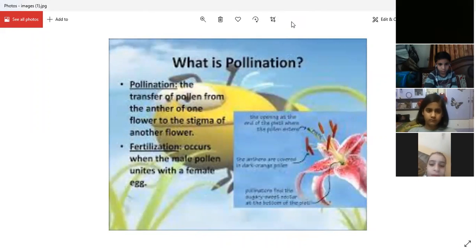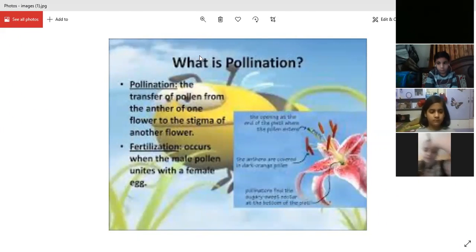what pollination actually is. So over here, as you can see on your screens, pollination is the transfer of pollen grain from the anther of one flower to the stigma of another flower. Now, what is an anther? Anther is the long part of the flower that exists inside a flower, right? And the top part of a flower, the small round spots on it, that is known as your stigma. Okay? It is basically sticky.